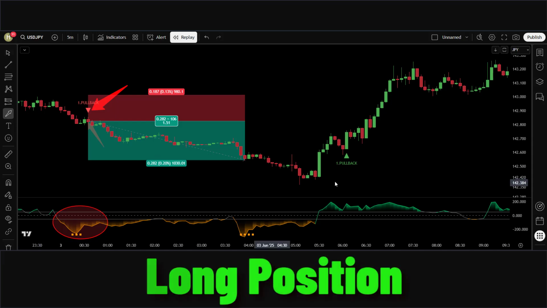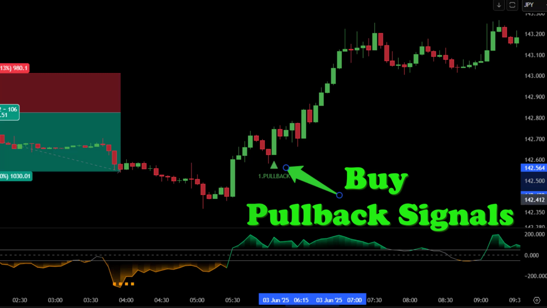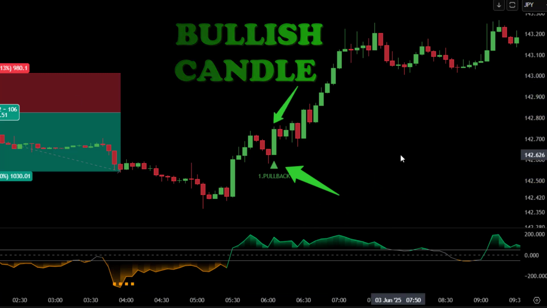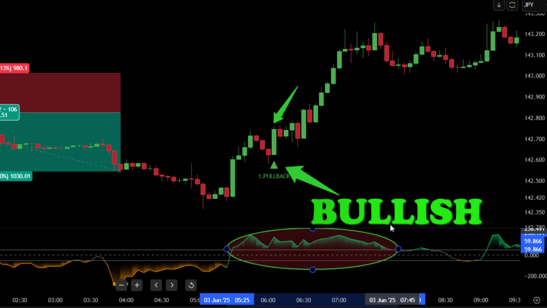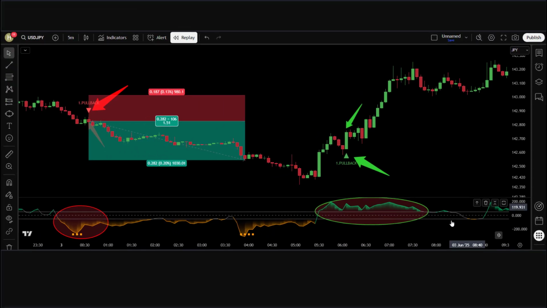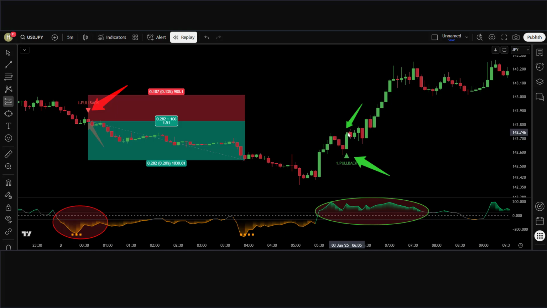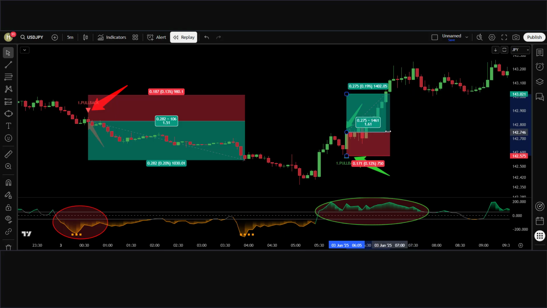Now let us understand the long position. When the EMA and pullback indicator gives us a buy pullback signal, when the market has formed a bullish candle, and when the trend zone of the commodity trend reactor indicator is bullish, if this condition is fulfilled, then we will place a buy order. Our stop loss will be placed at the current market's lower level, and the risk to reward ratio will be 1:1.5. The market has completely hit the target.